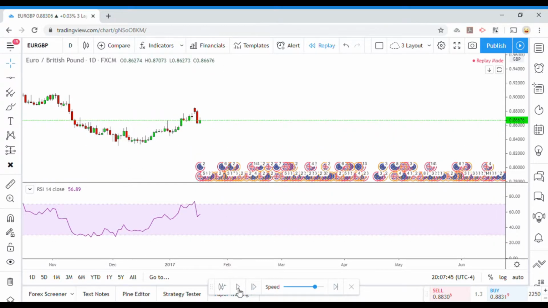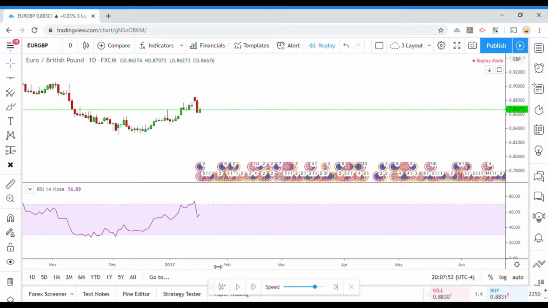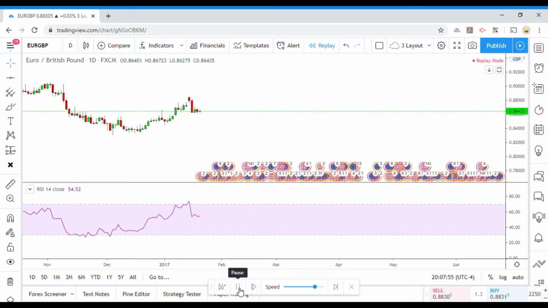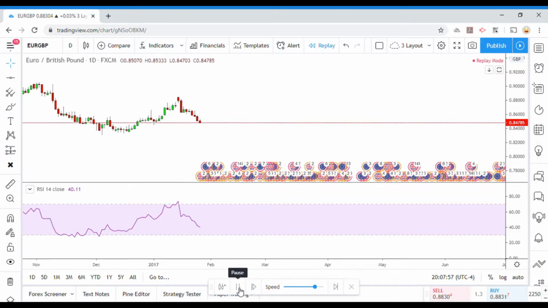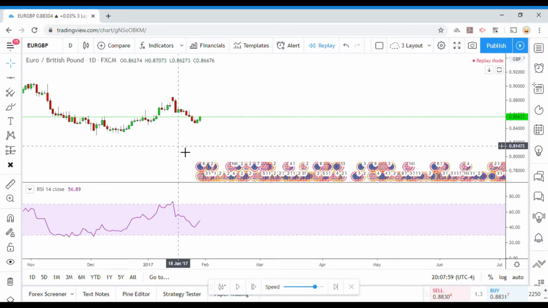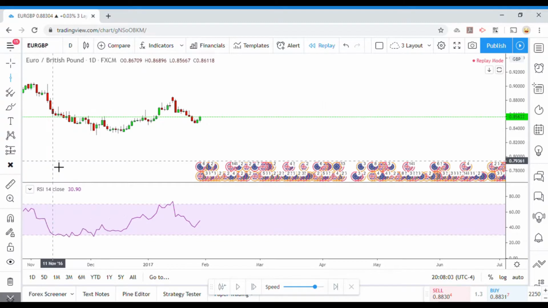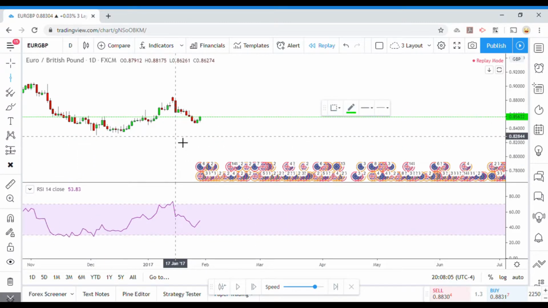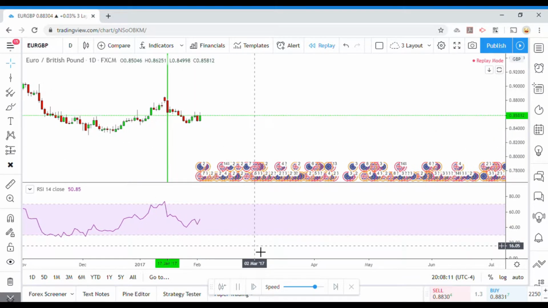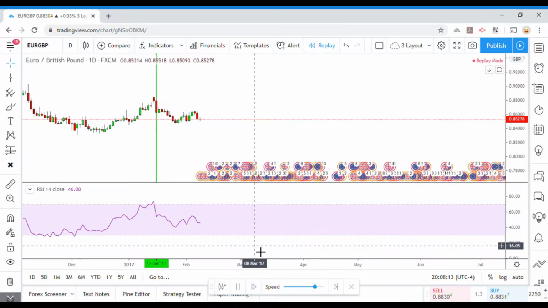Okay, so here we have a short signal. It would be technically short on this large candle here. So we need to let it play out a little bit and see what happens. Looks like we took a win on that one. Don't even have to measure it. I'm going to mark wins with a green line, losses with a red line. All right, moving on.